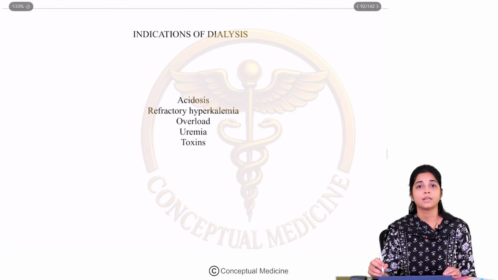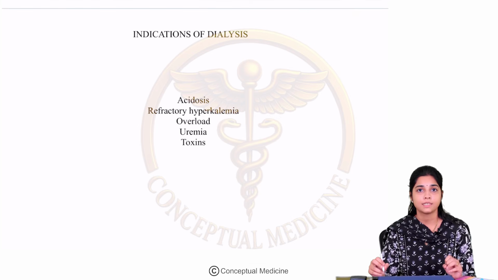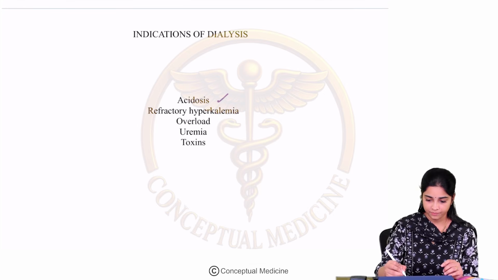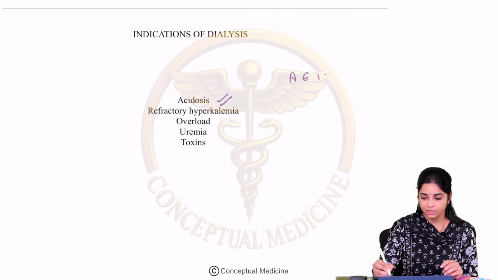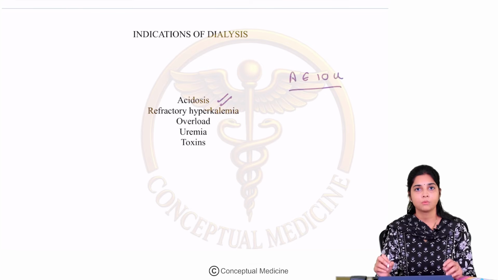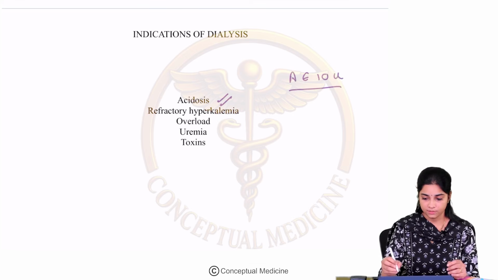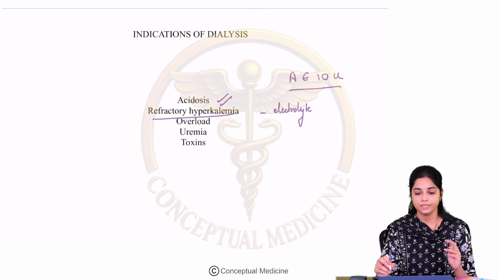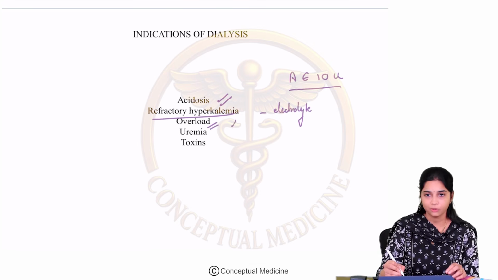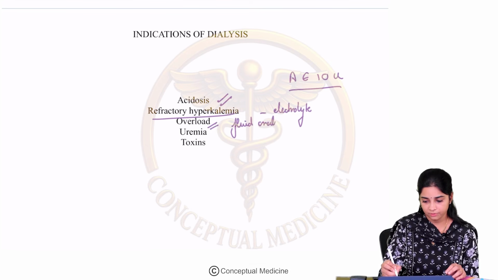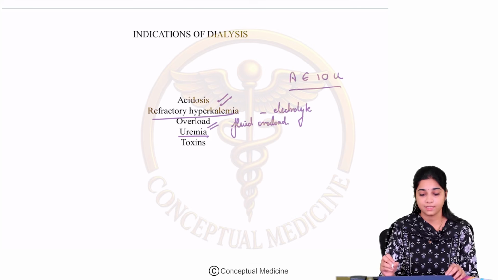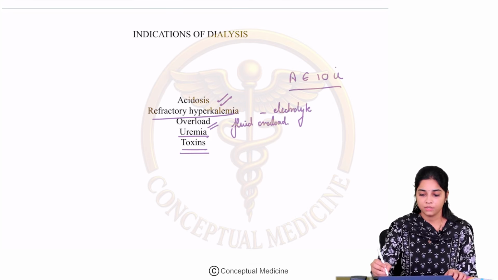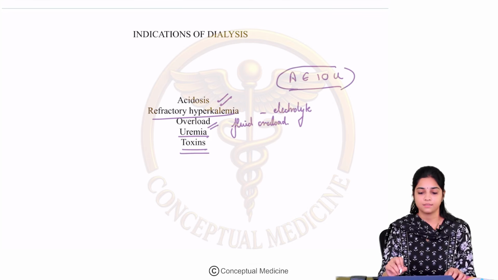Now let us understand what are the indications for dialysis. You remember them with the mnemonic AEIOU. What does A stand for? A is acidosis. E is electrolyte imbalance, especially refractory hyperkalemia. Then O stands for overload, basically fluid overload. Then U stands for uremia and T stands for toxins. So this is your AEIOU indications for dialysis, right?